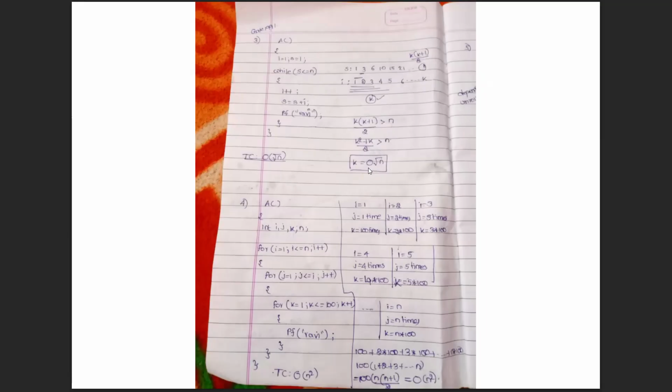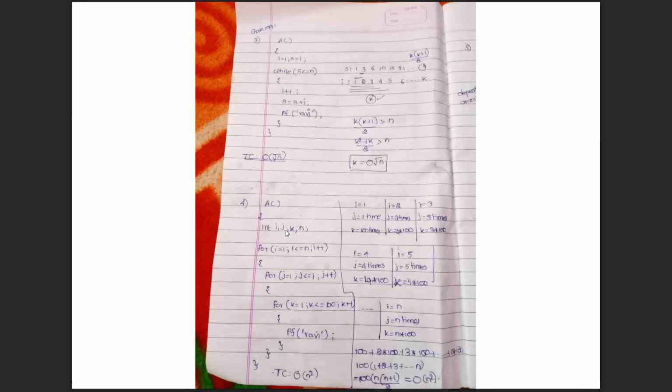It means the program is running up to order of root n times. So Ravi will be printed order of root n times. So the time complexity of the program is order of root n. Whenever you solve k square plus k by 2 is greater than n, you will get the k value as order of root n. So we will print order of root n times. So the time complexity for this program is order of root n.